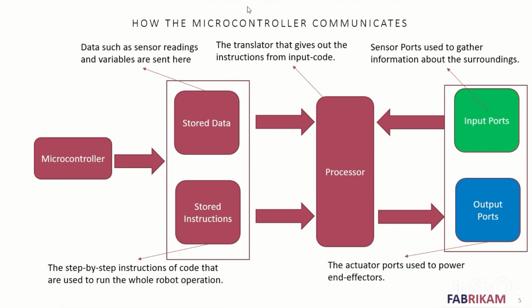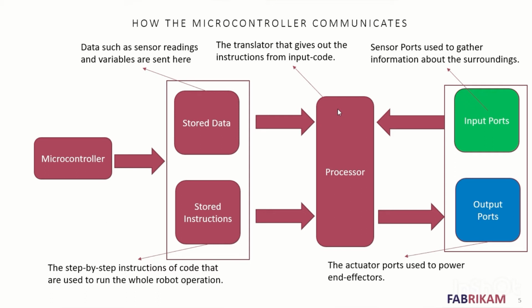Then now we have our sensor outputs to gather information about the surroundings. So such as input ports, such as sensors, gyroscope, distance sensor, touch sensor, all that input actually comes back to the processor. And this is the main thing we probably need to talk about, the processor. And it's really important because it translates the instructions from the input code.